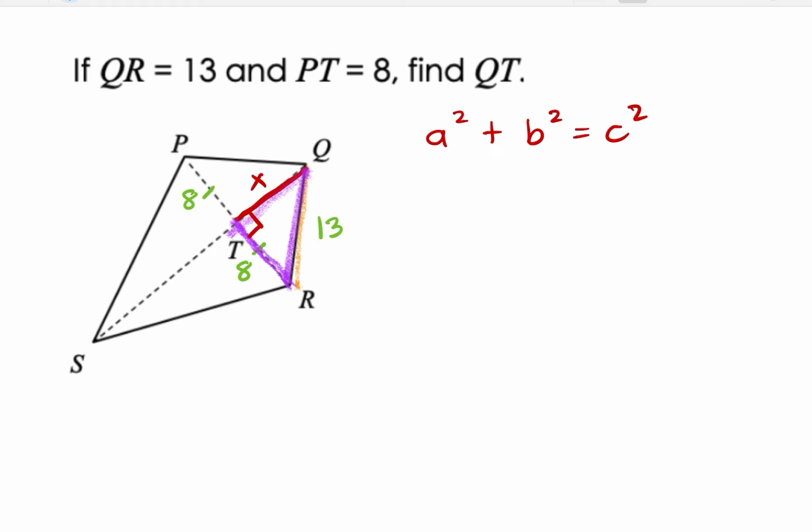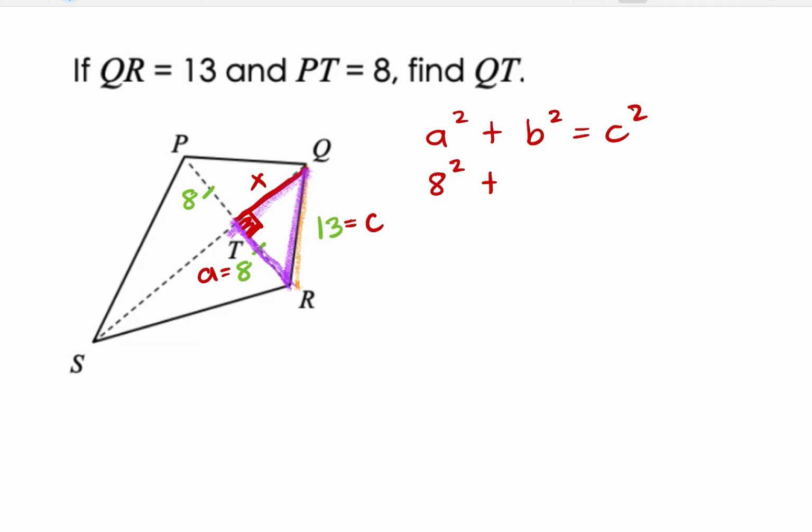C is going to be the longest side and always the opposite of the right angle. Therefore, that's going to be 13. And 8 can be A or B. A and B can switch, but not C. So I want to make A the measurement 8. So A squared is 8 squared.